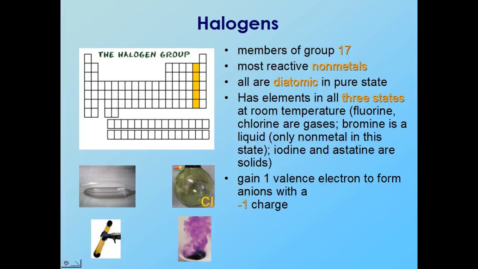It is the only group on the periodic table that has elements in all 3 states of matter. Fluorine and chlorine at the top are gases. Bromine is a liquid. That's the only nonmetal that's a liquid. And then iodine and astatine are solids. The nonmetals do not follow as set of a pattern as the metals. There are quite a few gases. There is bromine as a liquid, and then we do have a few that are solids. Because they want to gain 1 electron to be stable, they make ions that have a -1 charge.